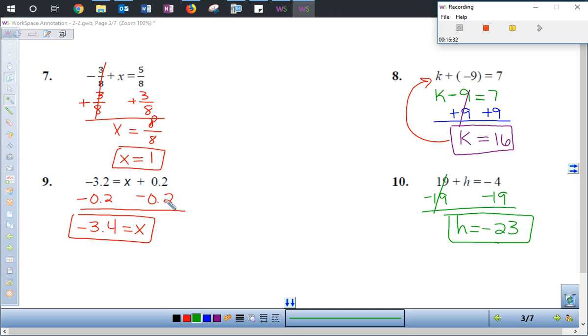Alright, on number 9, when you subtract 0.2 from each side, you should get x equals negative 3.4. And then on number 10, notice the variable comes second, so you need to look at the sign in front of the 19. And since it's a positive 19, that's kind of like saying there's an imaginary plus sign right in front of it. And to get rid of the positive 19, we need to subtract 19 from each side, and we're left with h equals negative 23.